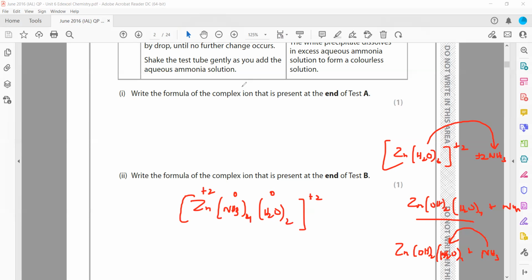So the first one, the precipitate dissolved due to an acid-base reaction and the amphoteric nature of the zinc. And the second one, the precipitate dissolved to form a colorless solution, is due to a ligand exchange. First there is an acid-base reaction, and then there is a ligand exchange.